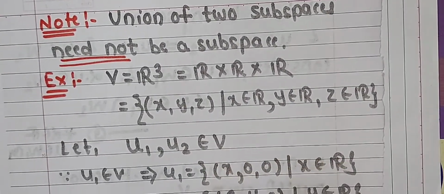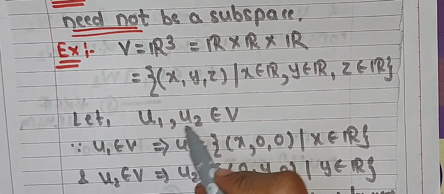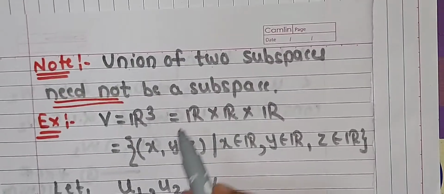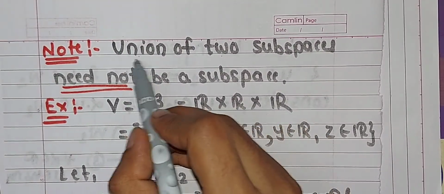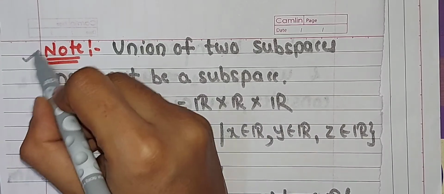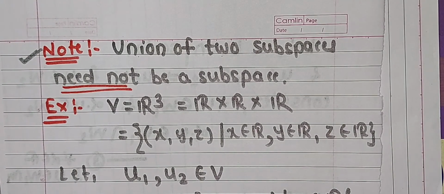From this example, we have obtained a vector space and two subspaces whose union is not a subspace. That is, in general, we can say the union of two subspaces need not be a subspace. This is the important note on the union, a property of subspaces.